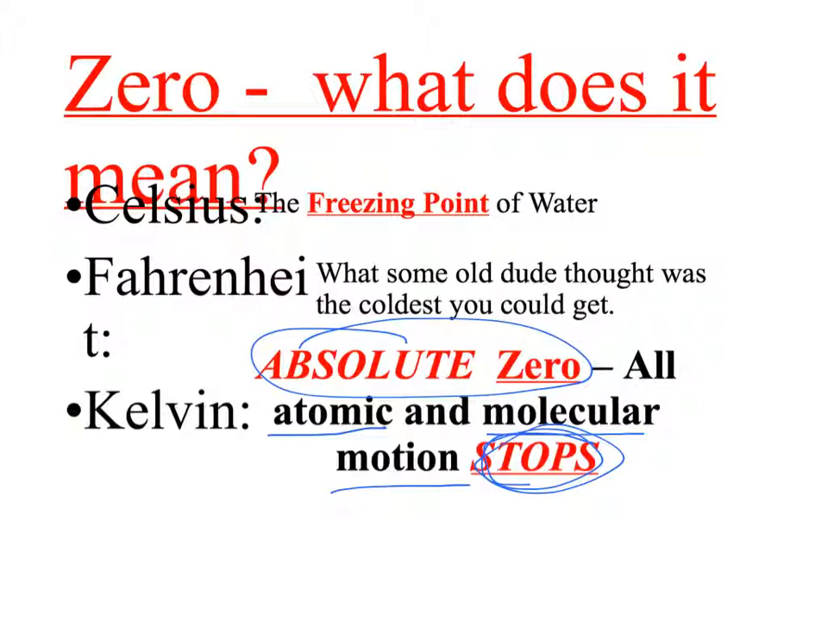And remember that temperature is a measure of the average kinetic energy. Kinetic energy is the energy of motion. And if you're not moving, then you've got no kinetic energy. So 0 Kelvin is the lowest you can go, and there's no such thing as a negative number in Kelvin temperature.